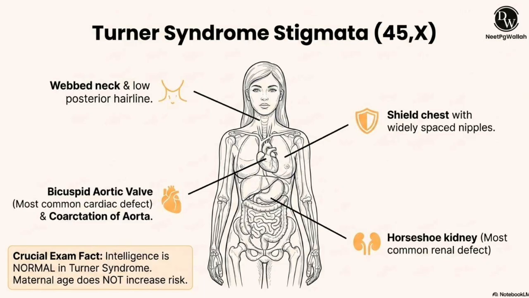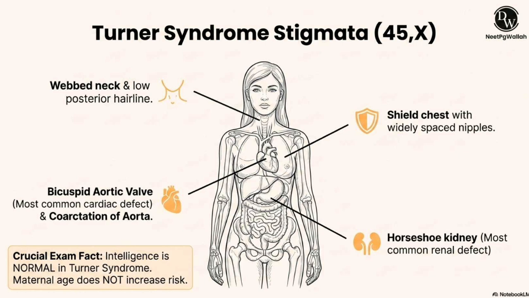Let's take a closer look at short Tina, or Turner syndrome. You really need to memorize these physical stigmata. Notice things like the webbed neck, the low posterior hairline, and the shield chest with widely spaced nipples. Internally, you're looking out for cardiac and renal defects, the most common being a bicuspid aortic valve and a horseshoe kidney, respectively.